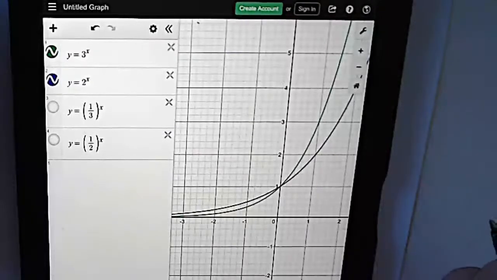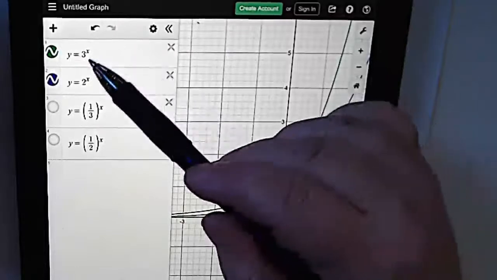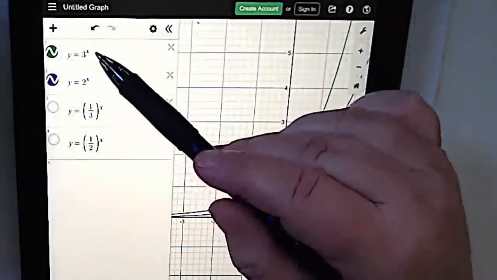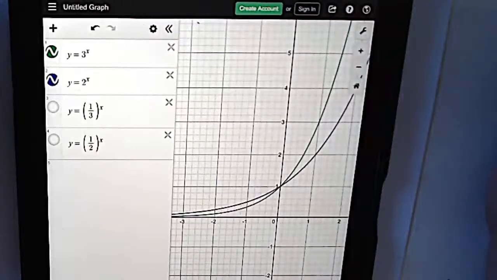Isn't that interesting? Why is that? Well, when x is negative, that means we have negative exponents, we're putting the 3 or the 2 in the denominator. And 1/3 is smaller than 1/2. So they switch places, which is really important to notice.